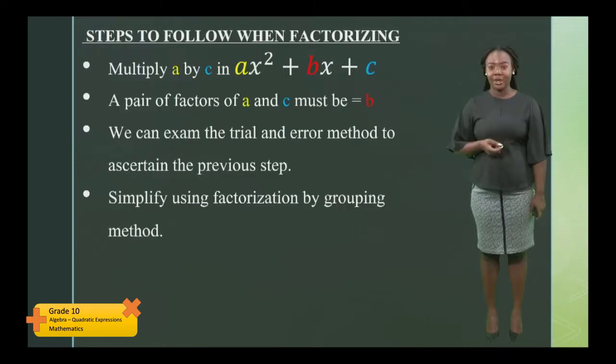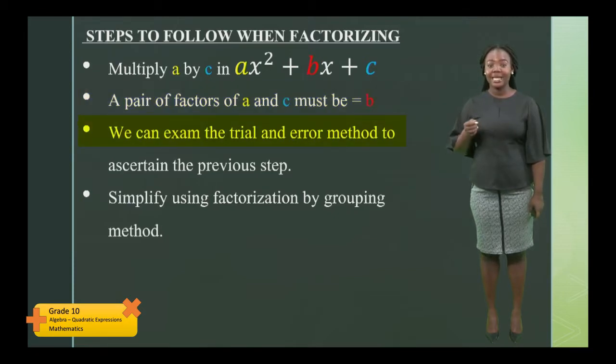Let's continue. How do we factorize a quadratic? What I'm going through here with you is one of the ways we can factorize a quadratic. Here you're going to see we multiply a by c. That is why we call it the AC method. When you multiply a by c, you need to find a pair of factors for AC that must be equal to b. Don't worry, we're going to go into this one bit at a time as we continue.